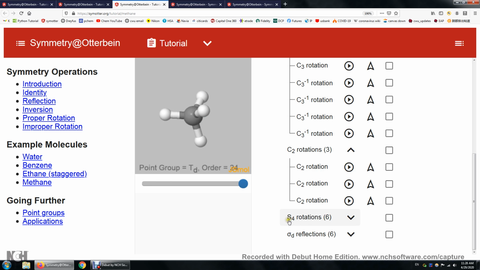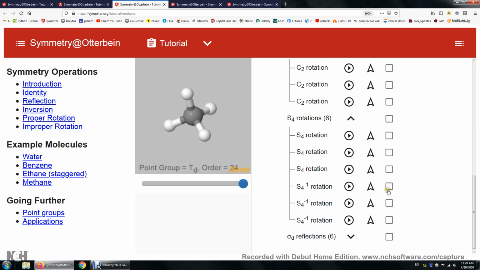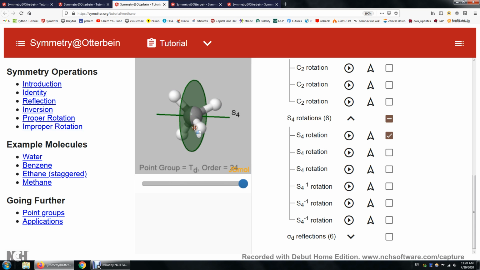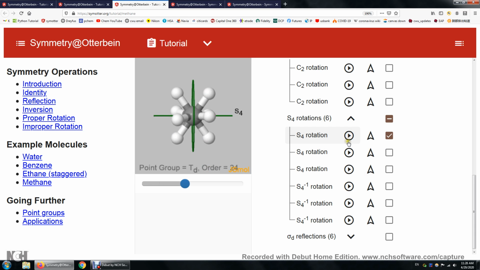Now let's look at the S4 improper rotation. That means we rotate 90 degrees followed by reflection. So again, let me show you one of the C2 axes first. And then we will rotate and reflect. Rotate, reflect. A different angle here. Again, we're going to rotate followed by reflection. Rotation, 90 degrees, reflection. Okay.